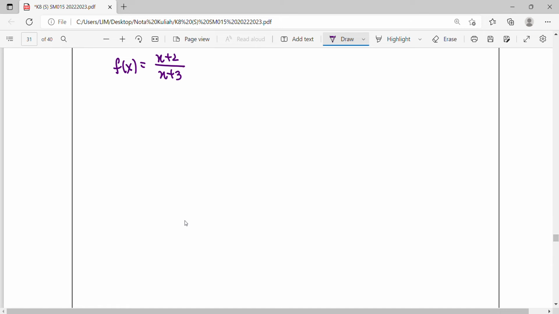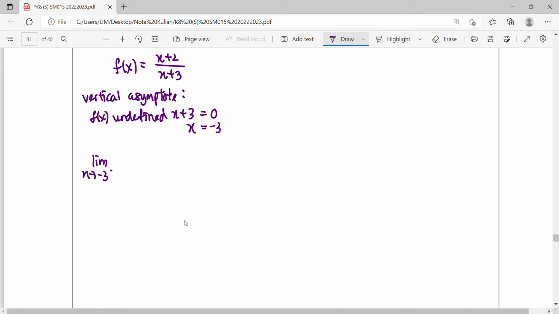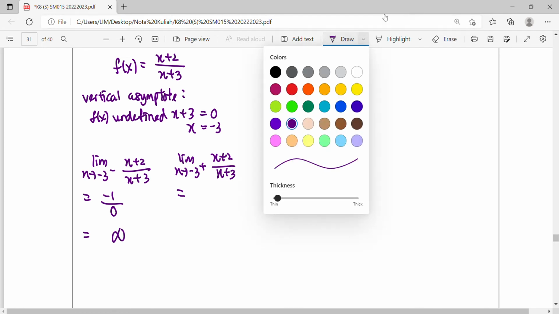So for the vertical asymptote, it will happen where the function is undefined, at denominator equals 0. So the denominator equals negative 3. So we are going to find the limit as x approaches negative 3 from the left hand side, and the limit as x approaches negative 3 from the right hand side. So evaluate these one-sided limits. Substitute as usual, negative 3 plus 2 is negative 1, negative 3 plus 3 is 0, negative 1 over 0, the answer is infinity, positively or negatively.